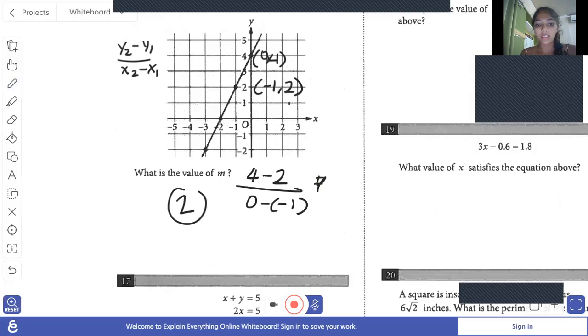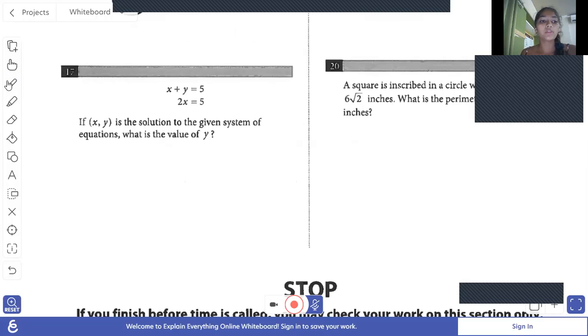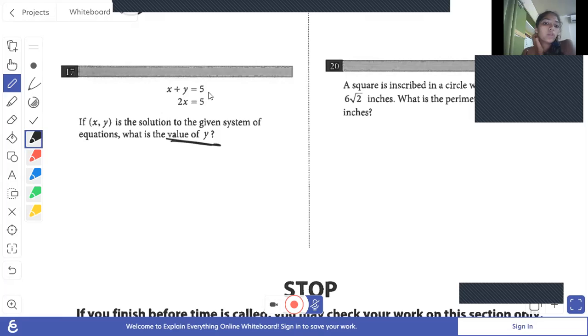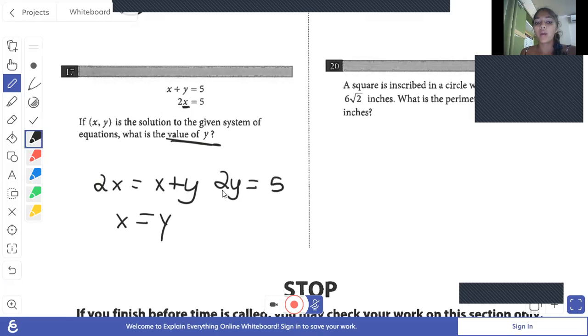17. x plus y equal to 5, 2x equal to 5. If (x, y) is a solution, what is the value of y? So we know that both of these equal 5, so therefore 2x must be equal to x plus y. That means that x equals y. And if you put x equal to y over here, then you get 2y equal to 5, and therefore y equal to 5 over 2. This is our answer.